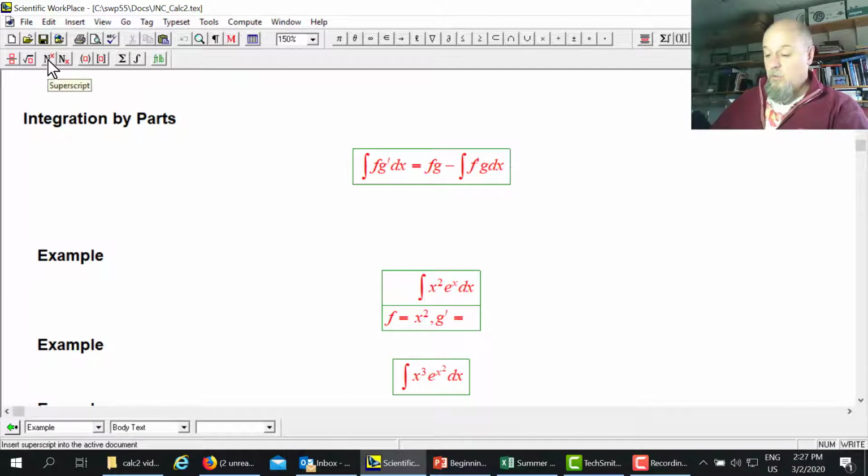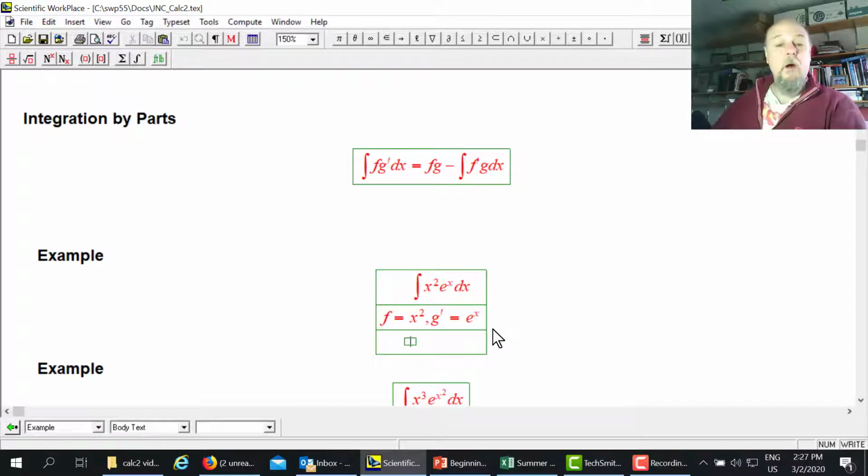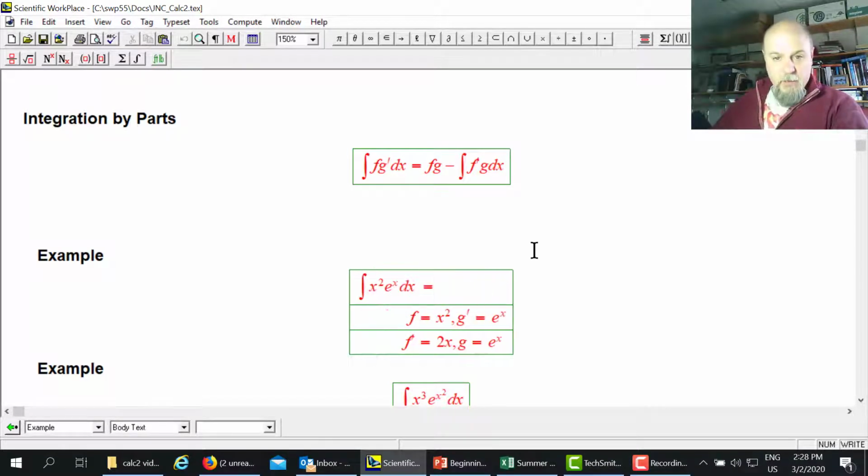This seems like a good choice because if I integrate e to the x, it stays the same. If I differentiate e to the x, it stays the same, but the polynomial will get simpler. f prime is 2x. It got easier. g, integrate e to the x, get e to the x. So now let's put those pieces in, following this. f times g, so the x squared times the e to the x.